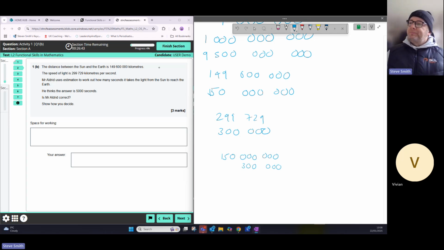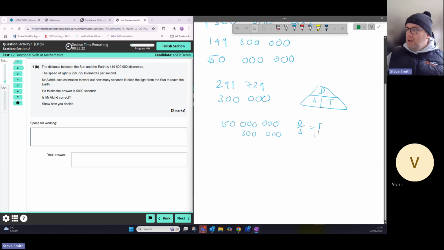We need to divide distance. So it's that triangle there: distance, speed, time. We've got the distance and we've got the speed. So it's distance divided by speed. Distance divided by speed equals time. That little triangle: distance is always on top, and it makes no difference which way around the S and the T are, because whichever one you're trying to find, you just divide distance by the other.